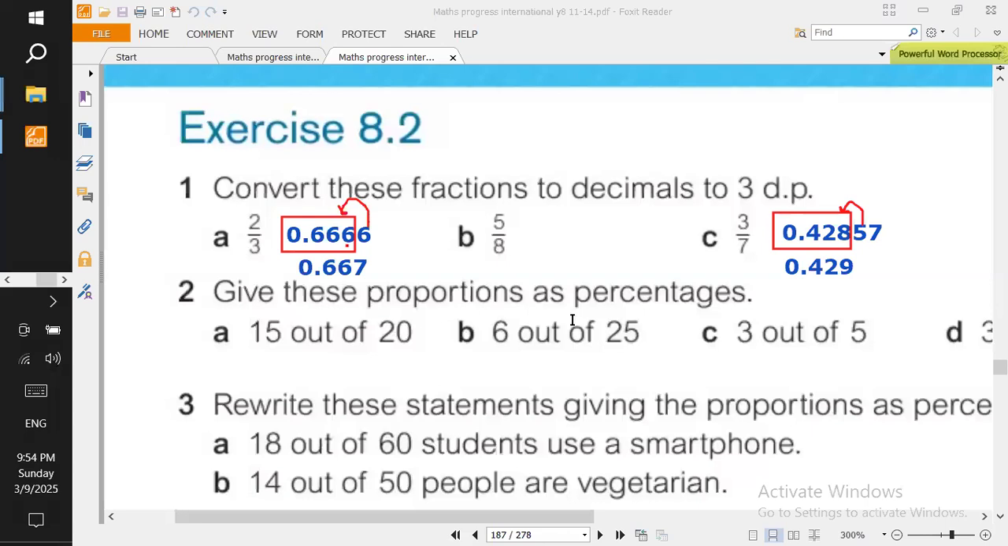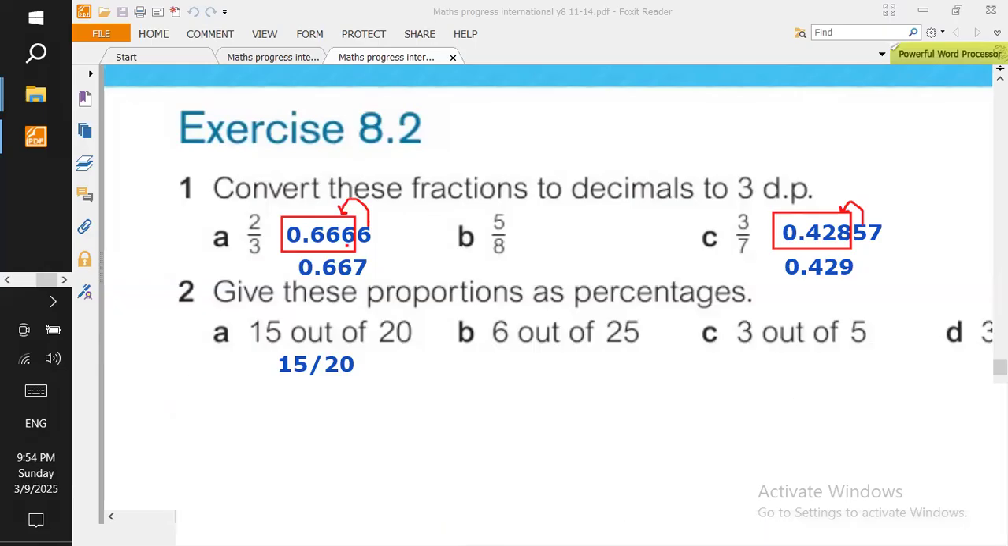Now, give these proportions as percentages, the same as we did before. Write them as a fraction, so 15 over 20. And then if you want to turn it into a percentage, you just multiply it by 100. Same idea. Let's do it here as a review for the other one. Because proportions are very important, so we have to write them here, okay?